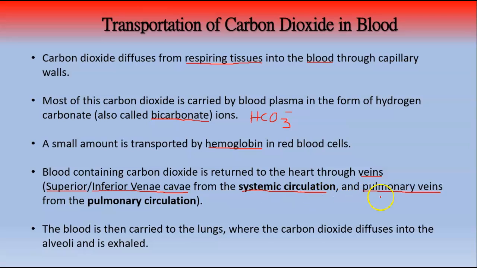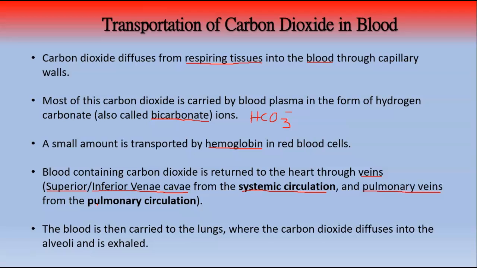Okay, and blood containing oxygen would return to the heart from the pulmonary circulation. That's the left side of the heart. So the blood containing carbon dioxide, when it returns to the right side of the heart, is then carried to the lungs for oxygenation via the pulmonary artery.